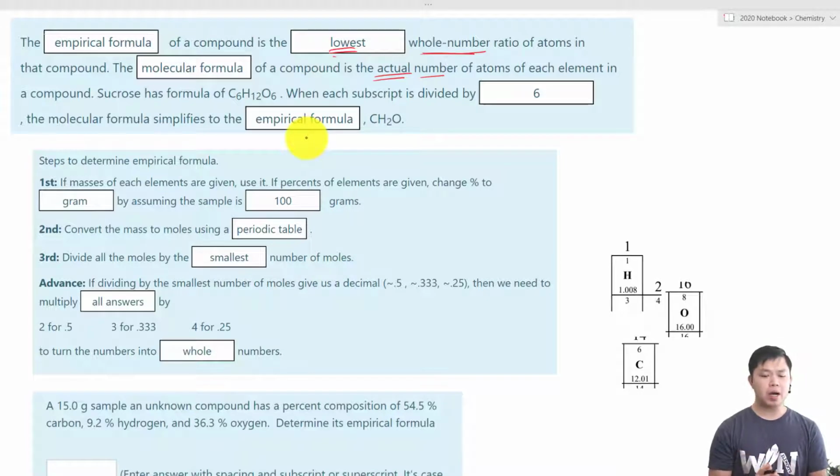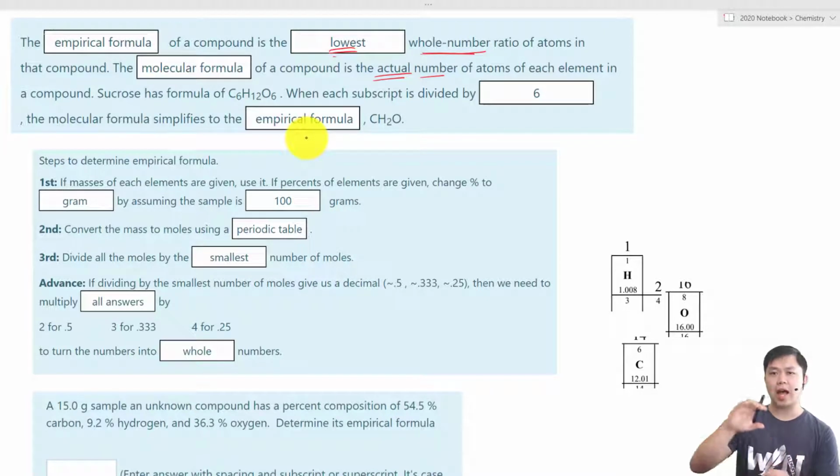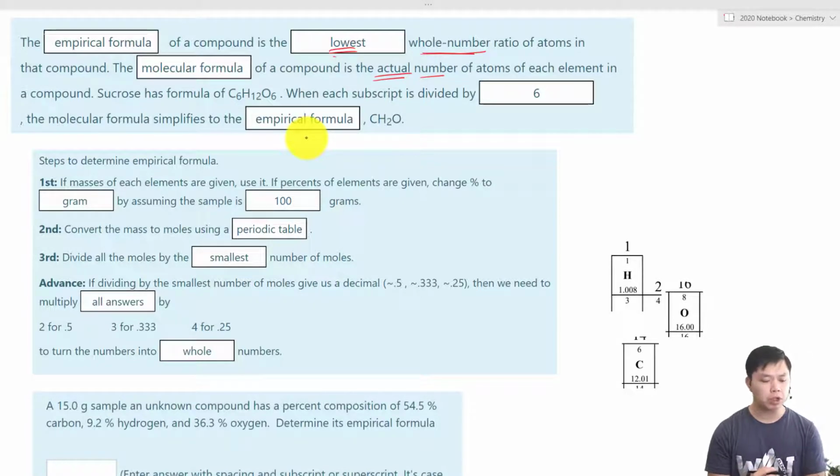So keep that in mind. Molecular formula tells us the actual number of atoms. Empirical tells us the lowest whole number ratio.